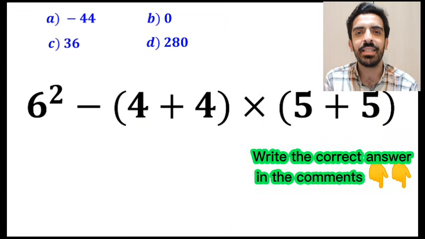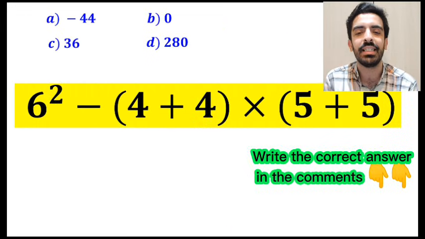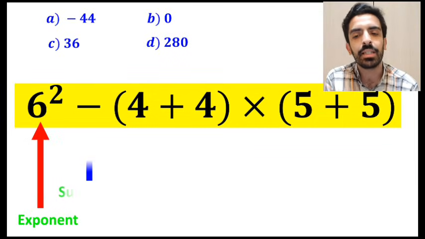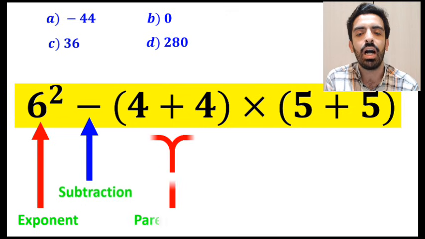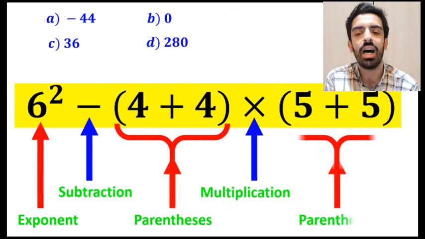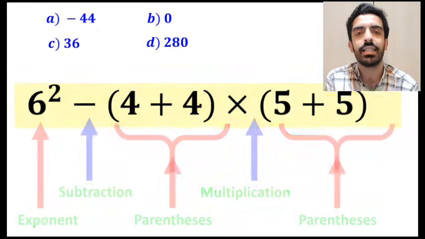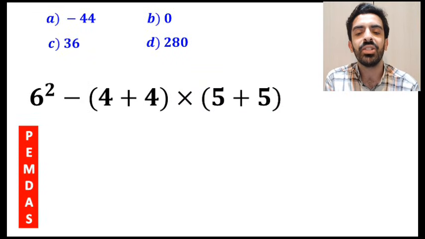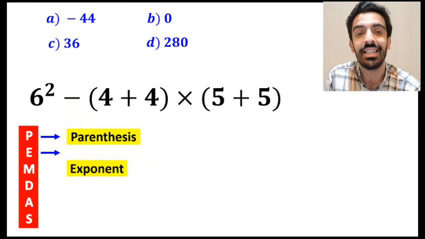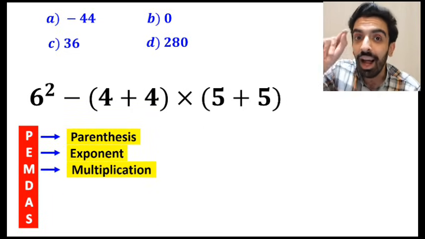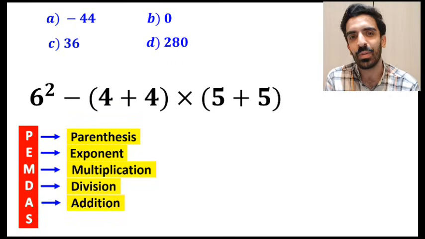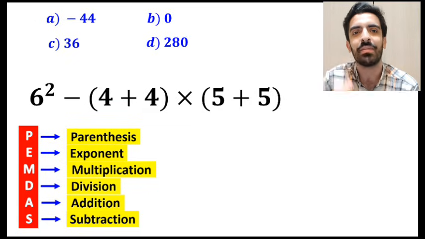Alright, now let me explain step by step how to solve this expression properly. As you can see on the screen, in this expression, first we have an exponent, then a subtraction sign, after that we have parentheses, followed by a multiplication sign, and finally another parenthesis. To solve this question, we must strictly follow the PEMDAS rule. In this rule, P stands for parentheses, E stands for exponent, M stands for multiplication, D stands for division, A stands for addition, and S stands for subtraction.